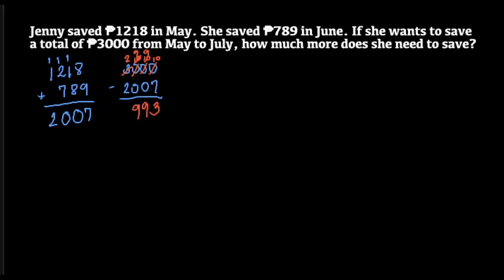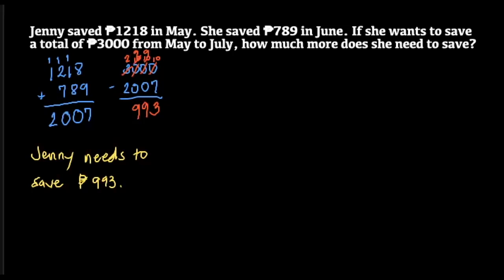So I can write it down here. Jenny needs to save 993 pesos. Okay, so another method that we can use is to subtract what she saved from May from 3,000 and what she saved from June from the difference between 3,000 and 1,218. Let's see if we will get the same answer.